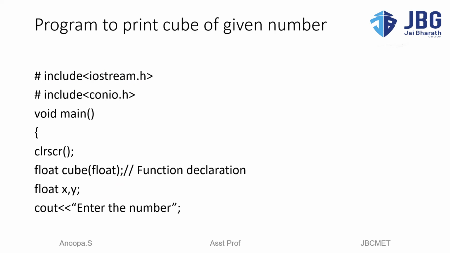Now this is a simple program to print the cube of a given number. These are our header files. This is the main function, clear screen. Now float cube float semicolon. This is our function declaration. Our function name is cube. It returns data of data type float, and we have to give a parameter of data type float. Then I am declaring two floating type variables, float x and y.